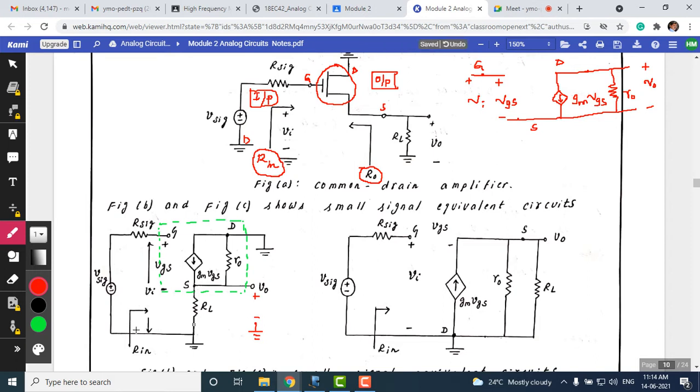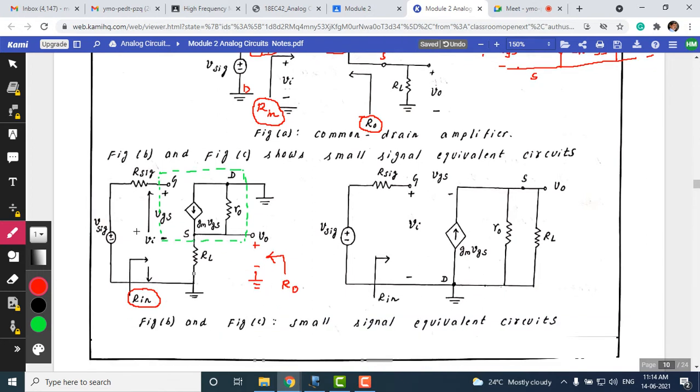Okay, input resistance, as you see from the gate and the source, the input resistance measured is denoted as Rin. Output resistance is, as you see here, between the source and the drain. This is the output resistance. So this is the equivalent circuit.